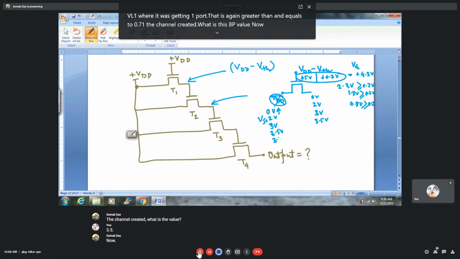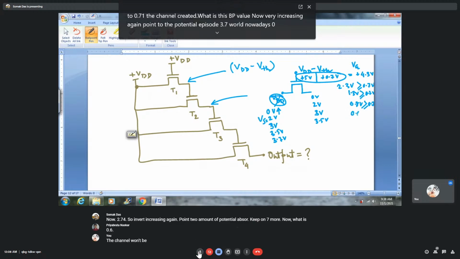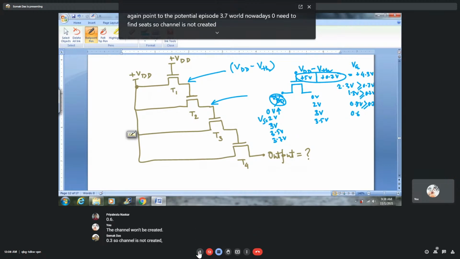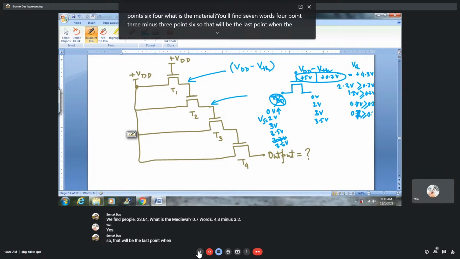Now 2.7 volt. So you are increasing again by 0.2 amount of potential at source. 3.7 volt. Now what is VGS? 0.6. So channel is not created. So what is the tipping point? 3.6 volt. When it is 3.6 volt, what is the VGS value? 0.7 volt. 4.3 minus 3.6. So that will be the last point when the channel is created.